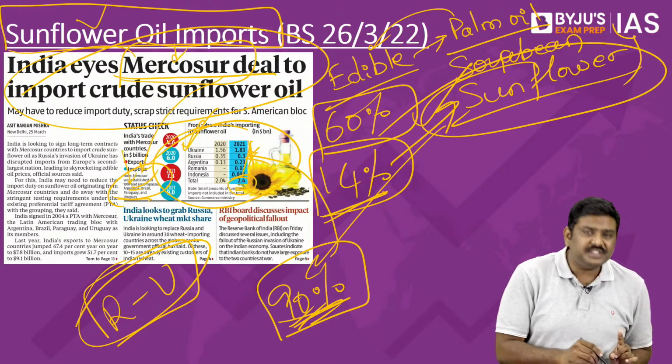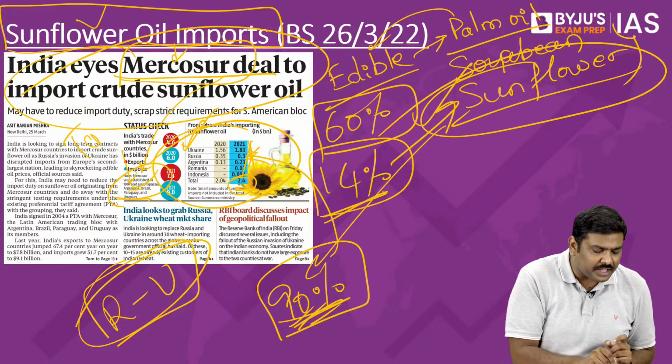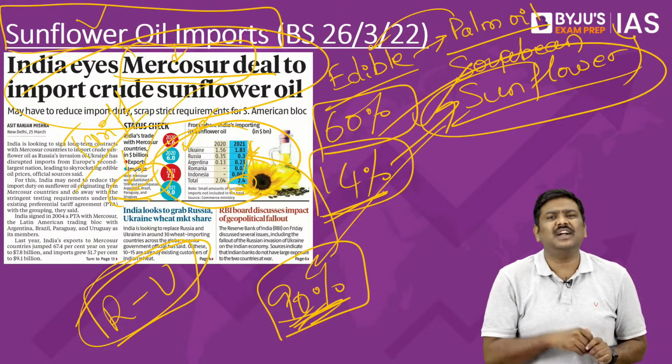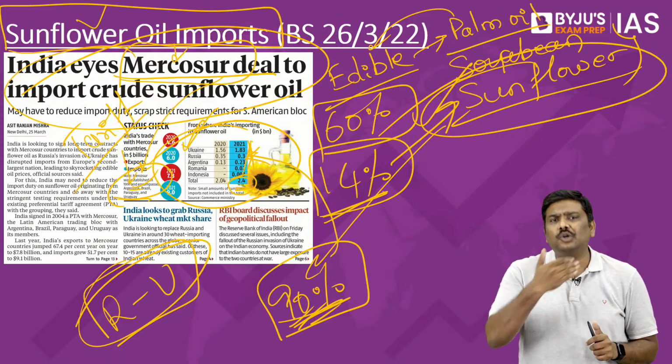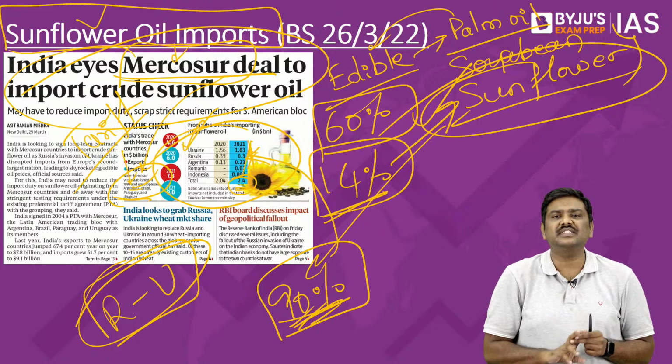But in addition to this, there is one more problem. Right now, on the imports that we have from these Mercosur countries, we are imposing tariffs. We will have to reduce the tariff, that is the import duty, so that we will be able to import and sell it in the domestic market. That's our first very important current affairs event.